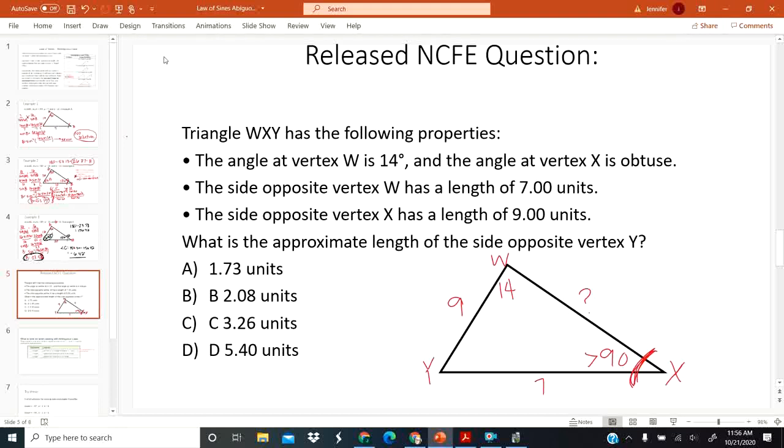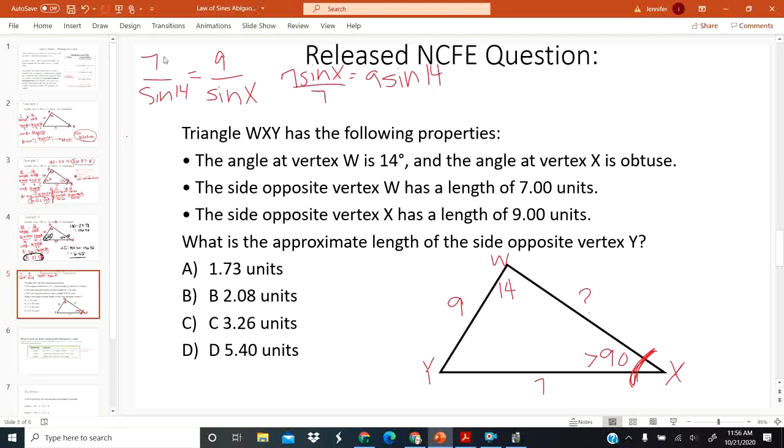So I would have side W, which is 7, over the sine of angle W, which is 14. And then that's going to be equal to side X, which is 9, over the sine of angle X, which is what we're trying to find. So I'm going to go ahead and solve for X. So I would have 7 times sine X is going to equal 9 times sine 14.